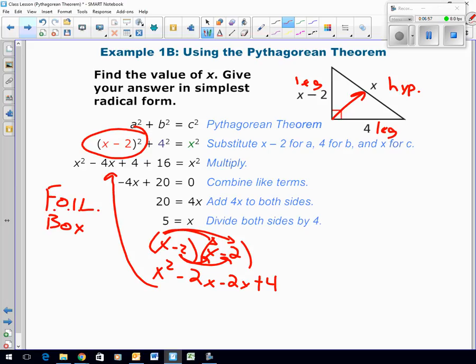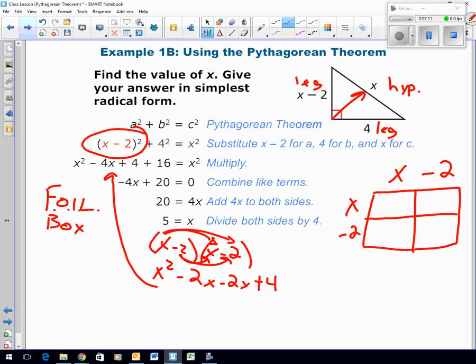How many people remember that one? Okay, most of you probably learned it like this. x minus 2 squared. x minus 2 creates your box. x minus 2. Right? Solve the boxes. x times x is x squared. x times negative 2 is negative 2x. Negative 2 times x is another negative 2x. Negative 2 times negative 2 is 4. Combine the like terms. Hot dog, I get the same expression.